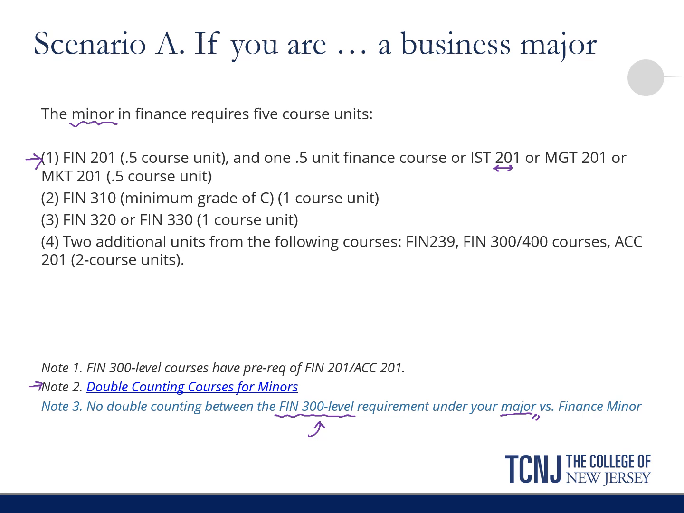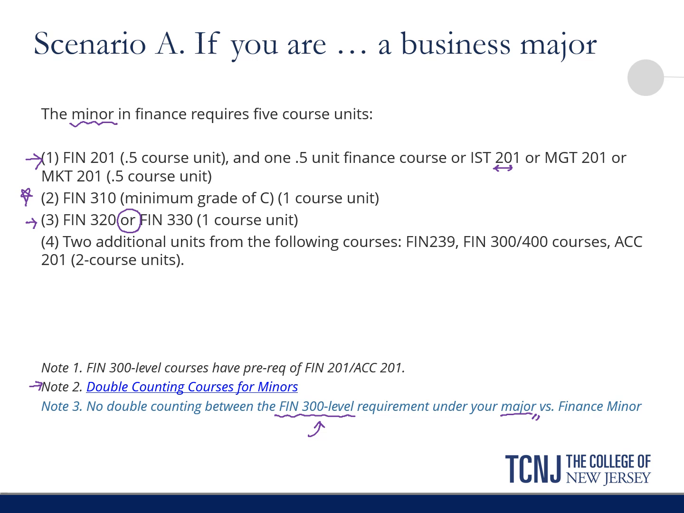Long story short, please make sure that there's no double counting between your Finance 300 level course requirement versus your finance minor. In this particular case, what do we do then? You must keep Finance 310 under your minor, and you must take an additional Finance 300 level course for your major instead. That brings us to the next item. Again, the next item is 320 and 330 along with the or statement. It is still a true statement in your case.